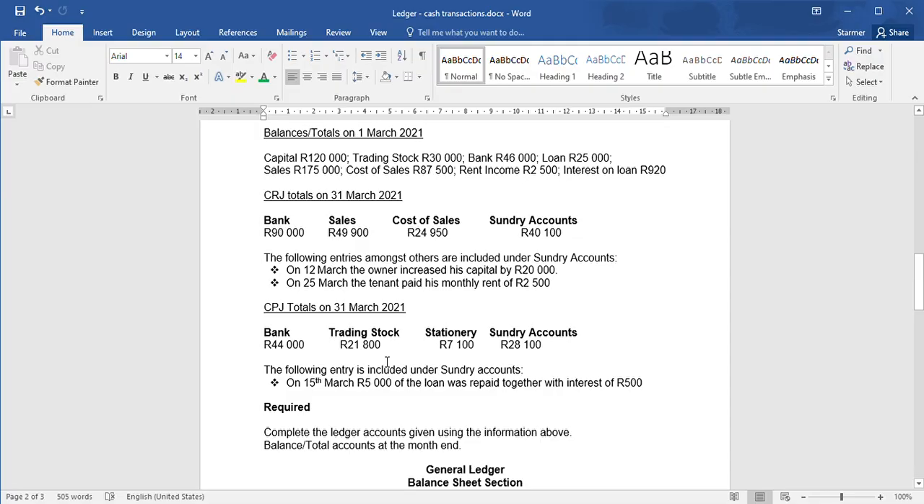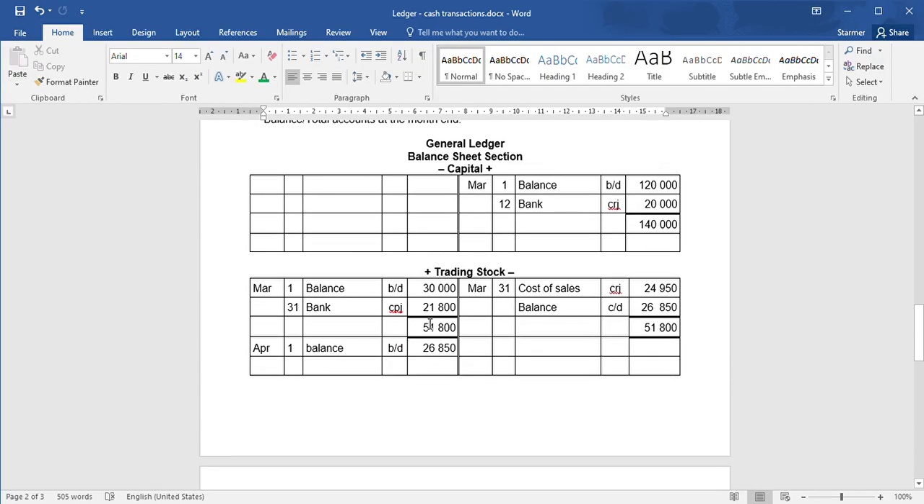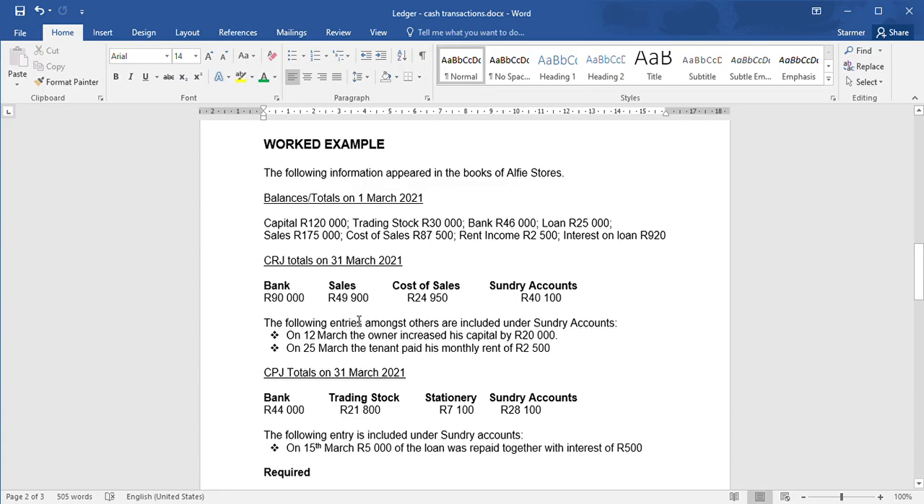Then we come to trading stock. If you're in the cash payments journal, it means you're paying for trading stock, so you're buying trading stock. So on the plus side of trading stock, you put the 21,800, the money came from the bank. Stationery is the next one, but we're not doing it, so we can ignore that.